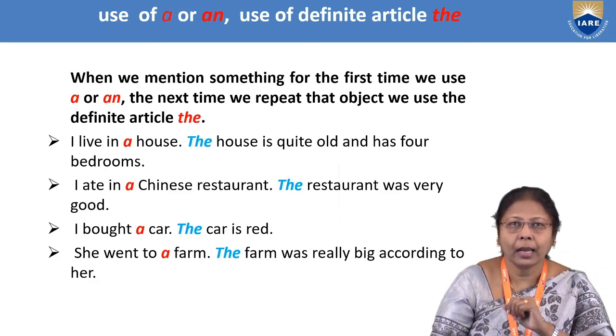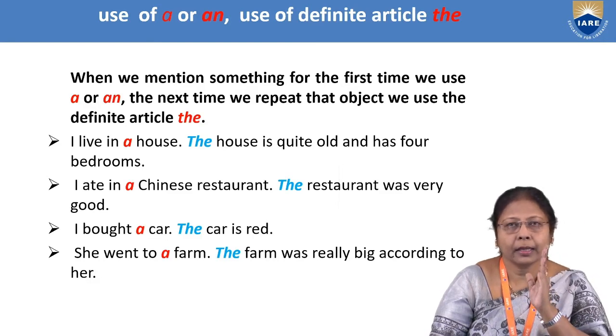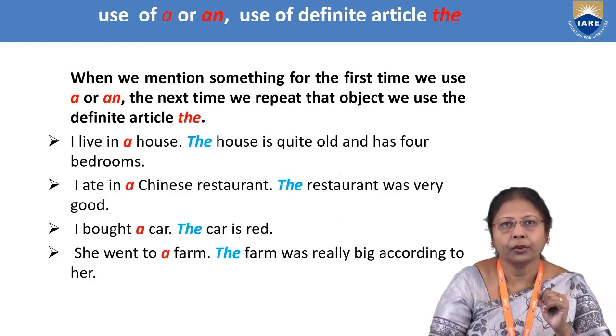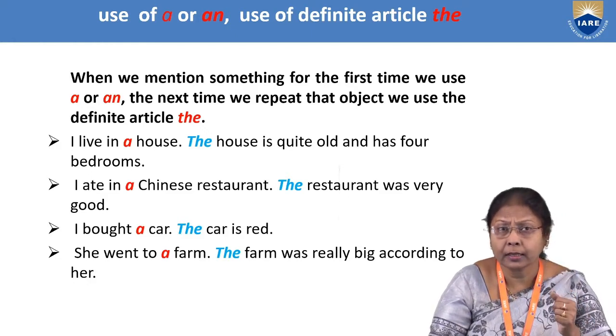The house is quite old and has 4 bedrooms. Here, the second time you see it, you are repeating the same thing. So, the definite article the we have to use. Go for the second sentence.